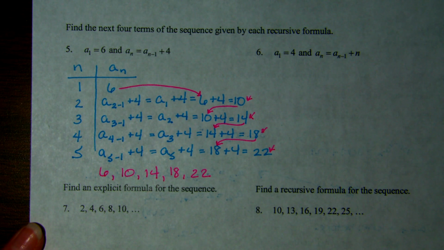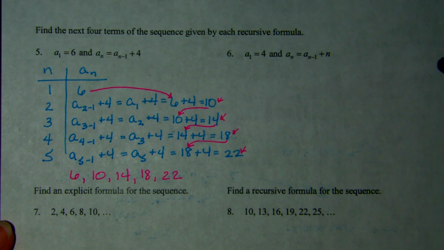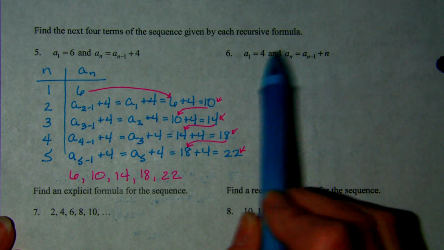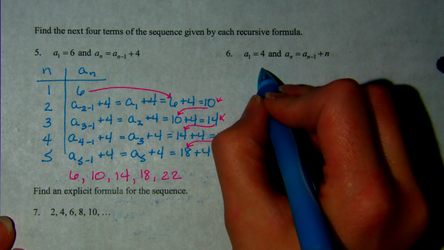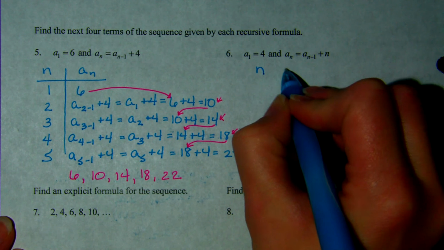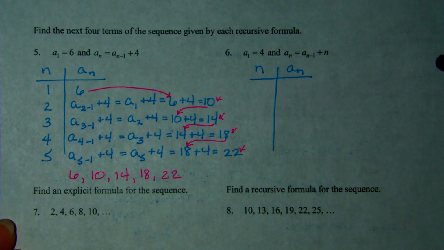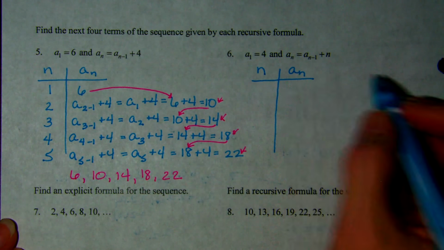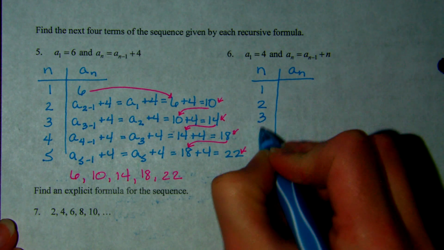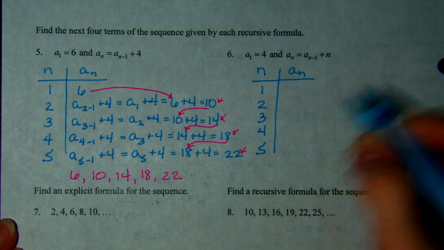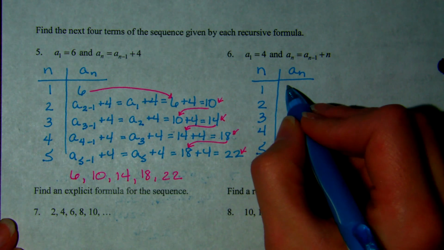All right, number 6 is again a recursive formula, which means that in order for us to find the following terms, we have to have the original term. So again, we're going to make a table of values, n and a sub n. So n here is 1, 2, 3, 4, and 5. And they gave us our position of 1. It was 4.